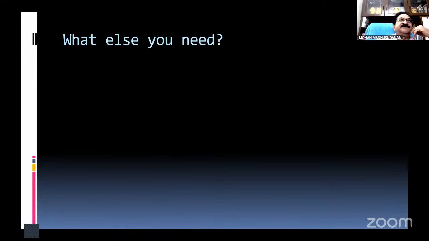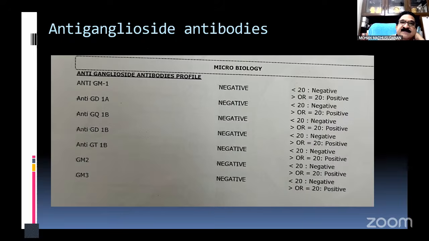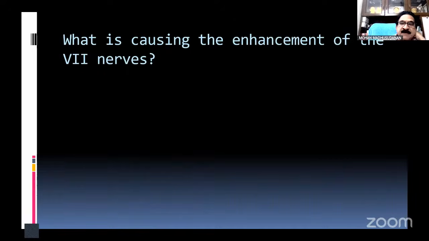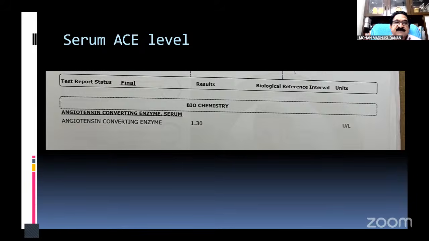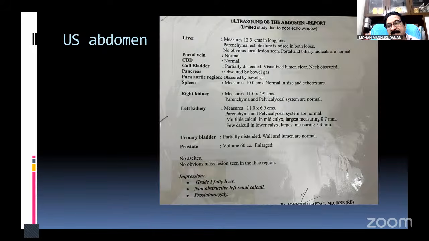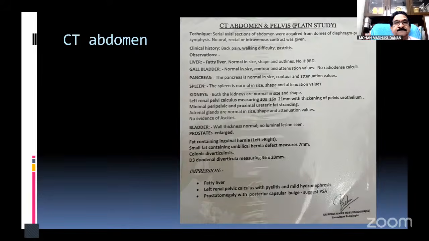Now what else do you need? CSF is showing elevated protein and mild lymphocytic pleocytosis with normal sugar. It can go with Miller-Fisher syndrome or inflammatory radiculopathy. You already said the antiganglioside antibodies were all negative, GQ1b negative. Now, other things, we have to find out what is causing the enhancement of the nerves. That can occur in Miller-Fisher syndrome due to inflammatory lesion, but we also have to rule out other causes, like sarcoid, lymphoma, etc. So these tests were done, CSF ACE level was normal. I wanted to rule out any underlying malignancy causing a paraneoplastic syndrome, like US abdomen, CT chest and abdomen, all normal. Now, what will you do now?